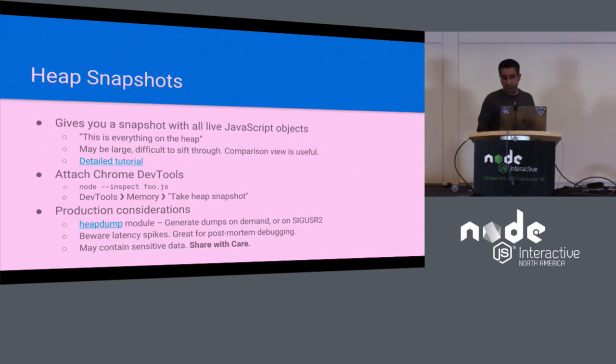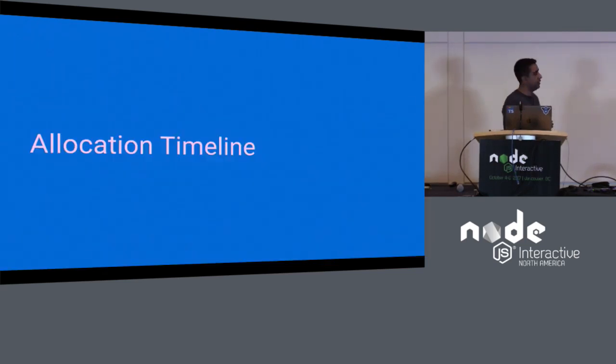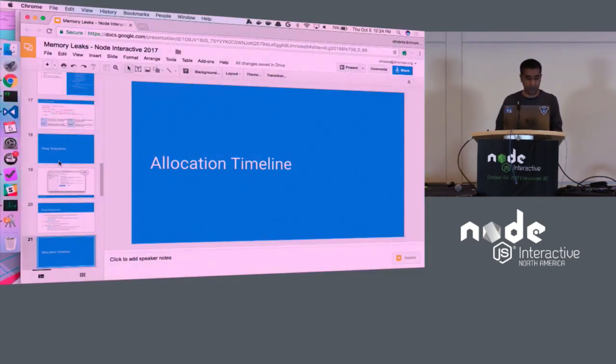Another consideration: there may be sensitive data. In fact, this is your entire heap. Your customer data will be in here. So be careful who you share this data with. Okay, so the next tool I'm going to show you is the allocation timeline.